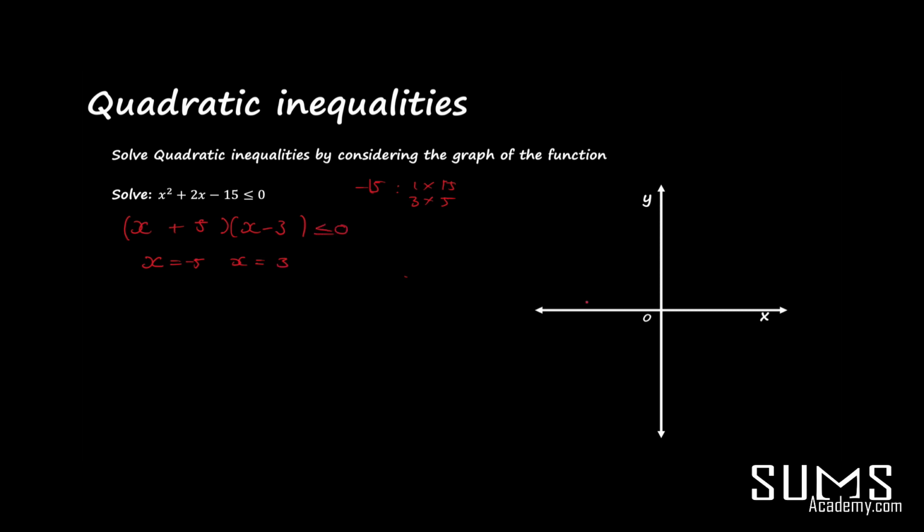So we've got a root at negative 5 and a root at positive 3, and this is going to have a minimum turning point. It's going to have a shape like this. What is the question asking us? It's asking when it is going to be less than 0. So it's going to be here, when x is greater than or equal to negative 5 and x is less than or equal to 3.